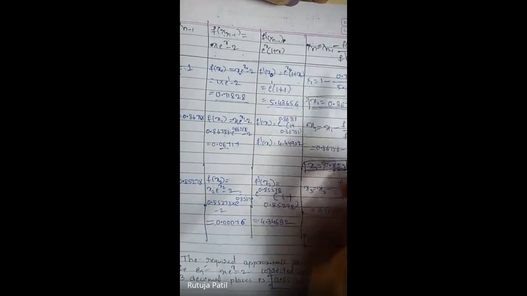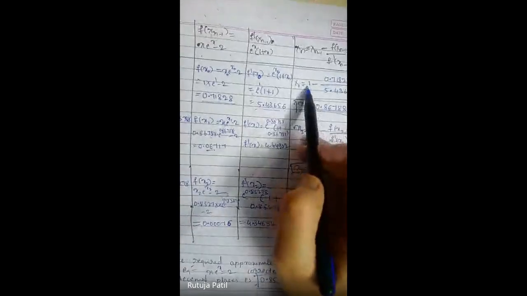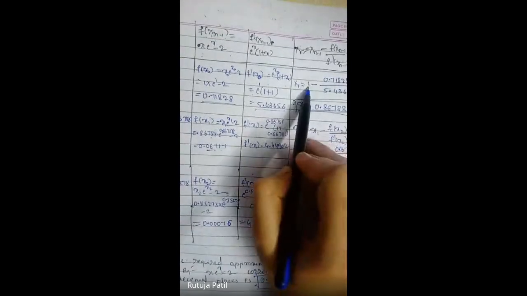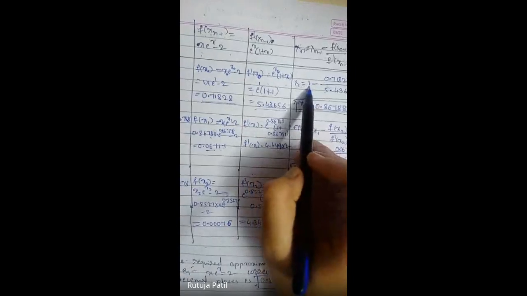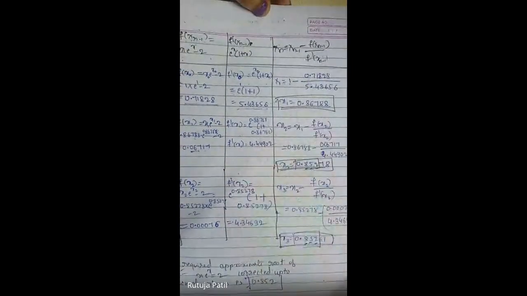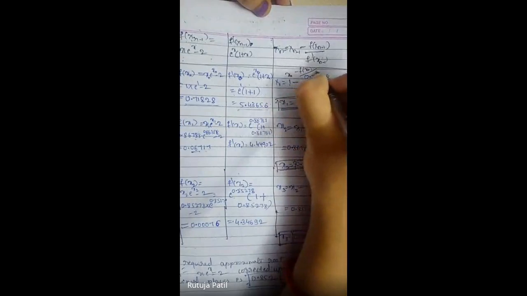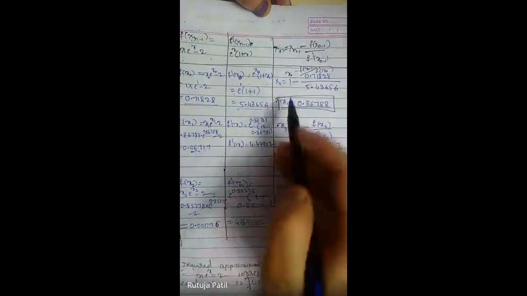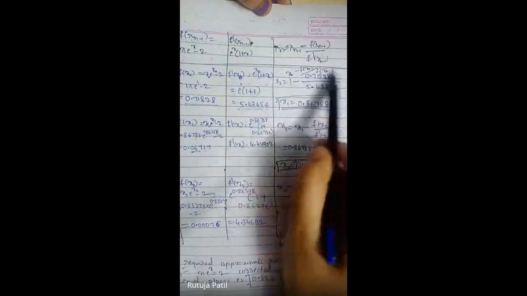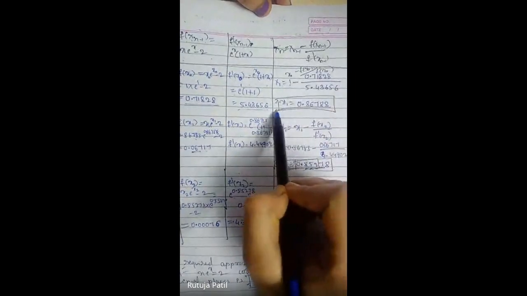Now to get the value for this x1, what we need to do? This is x naught, right? x naught is 1. 1 minus f of x naught. This is f of x naught. So I forgot to write here. This is x naught minus f of x naught divided by f dash of x naught. Okay, the corresponding values we have substituted, and what I got here, x1 value.